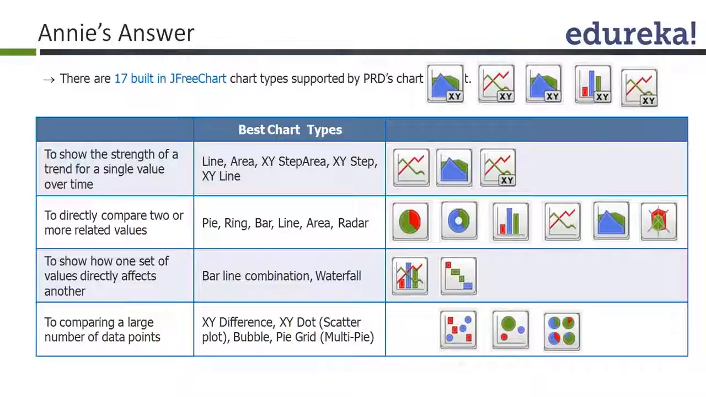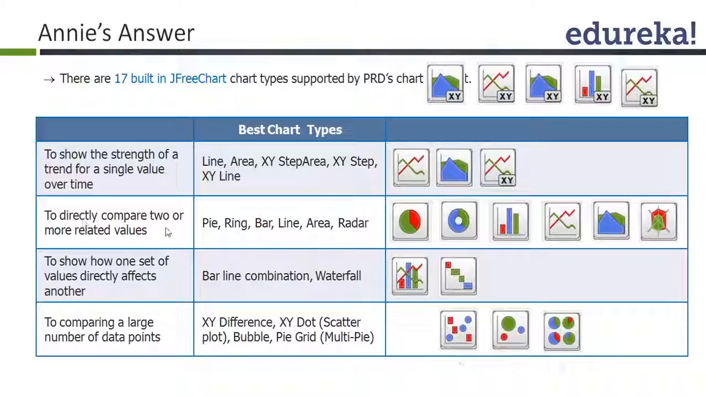There are a total of 17 built-in Jfree charts. And how are they classified? There are a few charts to show strength. These are the different patterns depending on industry experience, evolution of experience. If you want to show the strength of a trend for a single value over time, then obviously you can think of a line chart. Another thing, you can think of an area chart. So these are the charts which will go in this particular bucket: line chart, area chart, XY step chart, XY line chart.